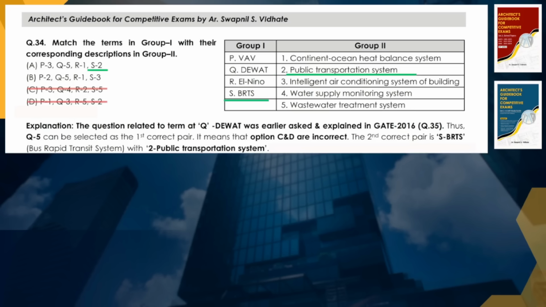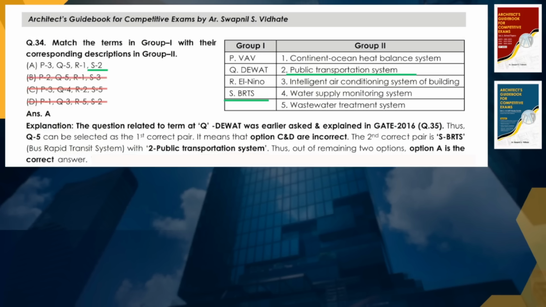Now let's focus on the other pairs. The second correct pair we can select is BRTS, which stands for Bus Rapid Transit System, which is a public transportation system. So S2 is the correct pair. So straight away you can say that option B is also the incorrect one. The only correct option will be option A, right?